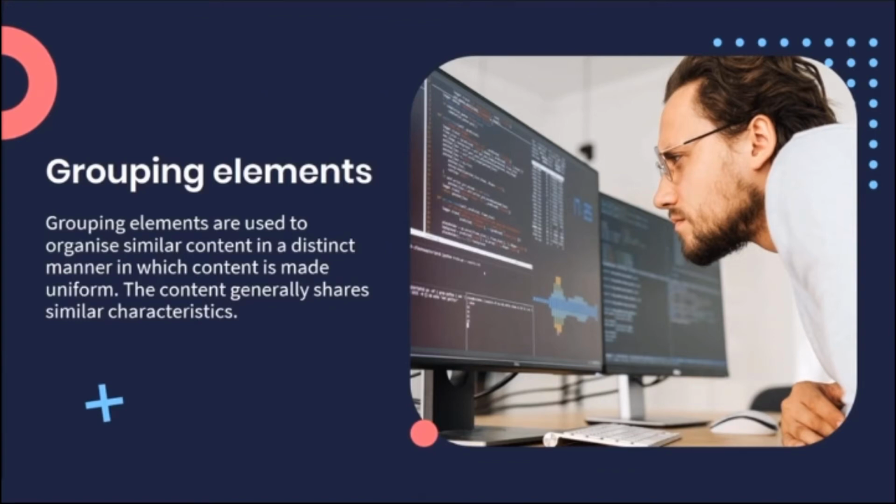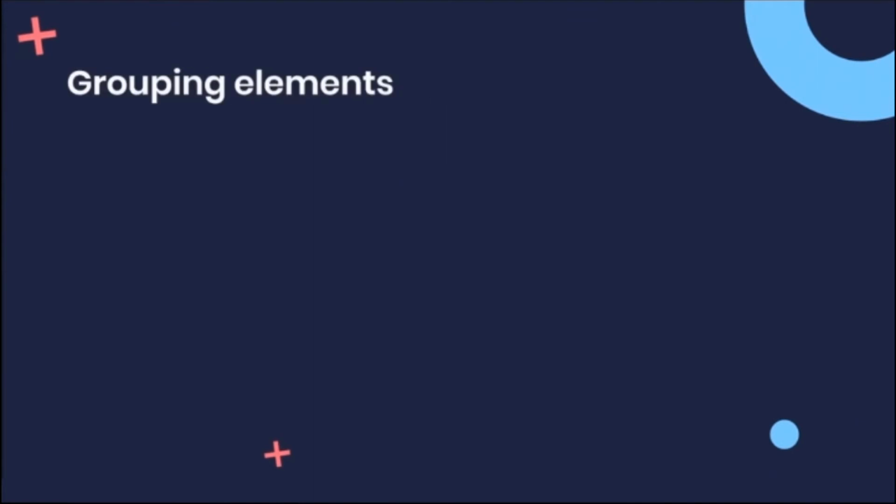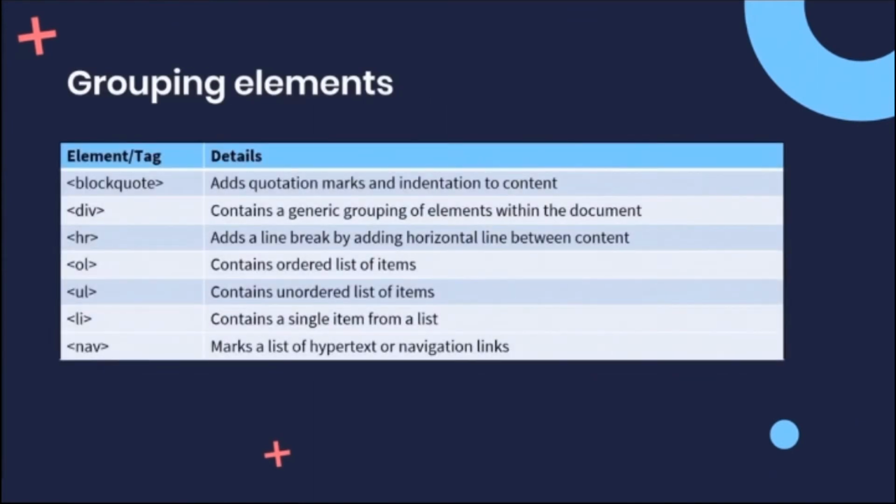Okay, and here's an example of some of the grouping elements that you could actually use in web development. And our list looks something like this, more or less. First, we have the blockquote element or tag, and this adds quotation marks as well as indentation to content. Now, this is different from the quote element in that you have indentation as well. We also have the div container, or otherwise just known as the div, and this is extremely popular in web development. And this is essentially just an element that contains a generic grouping of elements within a document.